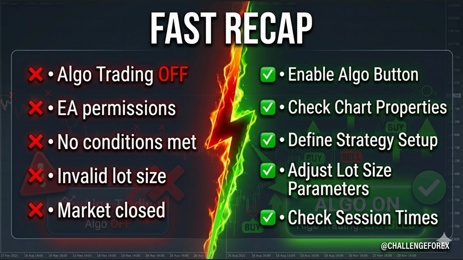Here is a fast recap for you. You might want to pause the video here and take a screenshot of this if you like. The main thing is to go over these checkpoints if your expert advisor is not trading, and see if one of these conditions has not been met. It could just be that your strategy has not come up with the correct inputs, or the actual timing is not correct for your indicators to align to actually place the trade.